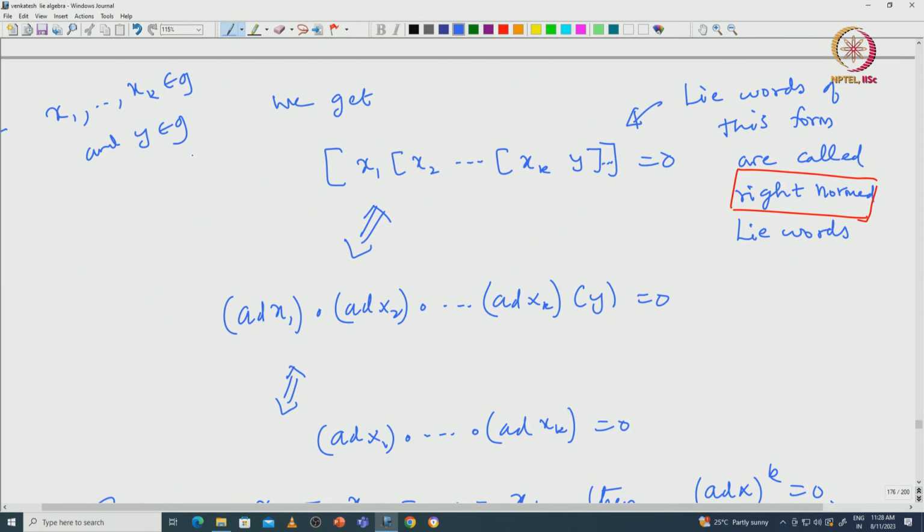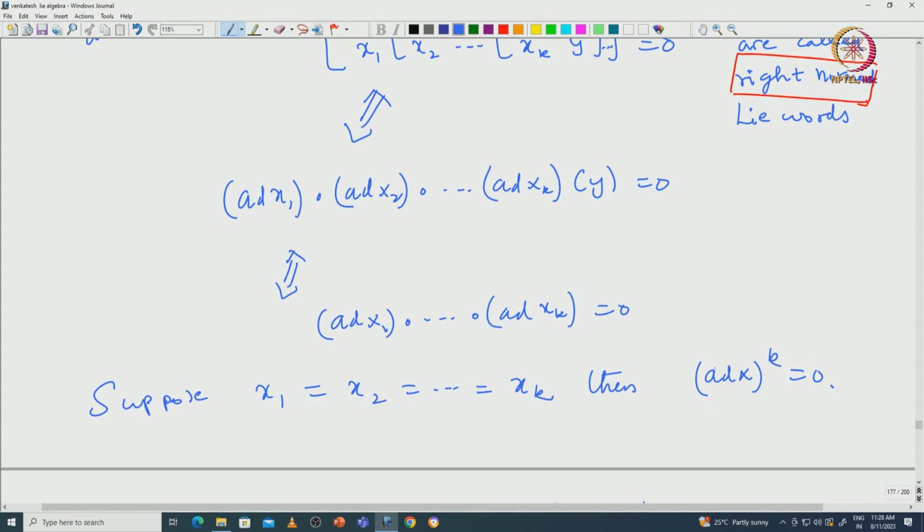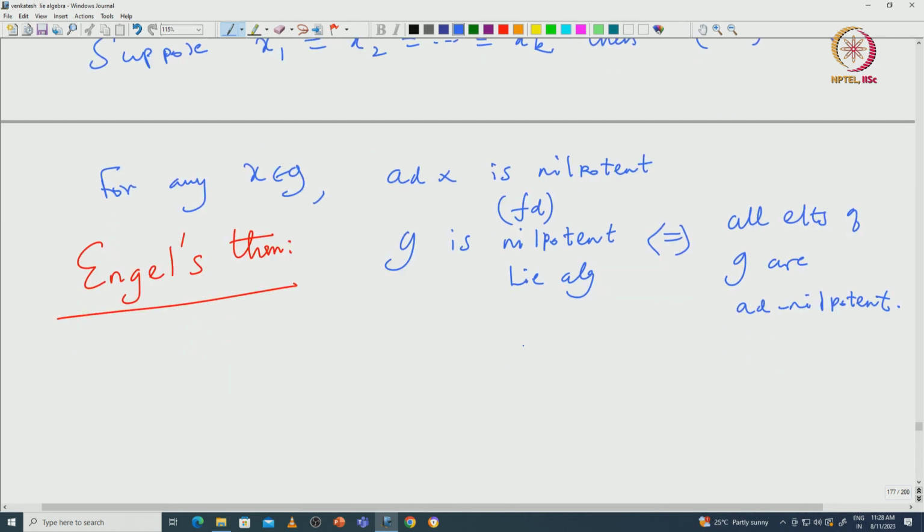G is nilpotent if and only if there exists k such that ad x_1 composed with ... composed with ad x_k is 0 for all x_1, ..., x_k in G. That is just the definition. That is one characterization, but from this we are getting the weaker version, ad x being nilpotent. We are saying that if all elements are ad nilpotent, that would characterize the nilpotency of the Lie algebra. It is a very powerful statement. So we indeed want to prove this.